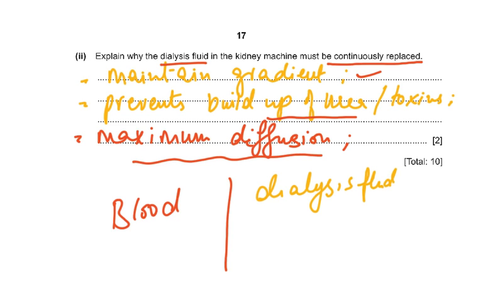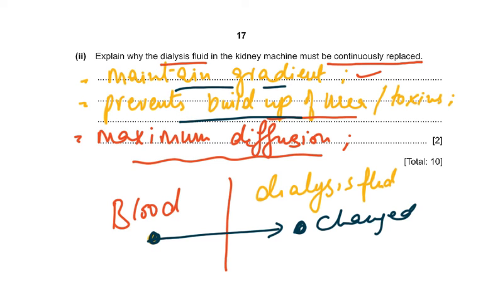Now what is happening? Urea is passing into the dialysis fluid. This dialysis fluid must be changed because after some time it will also contain urea. The blood also contains urea, so there will be zero diffusion. So it maximizes diffusion, maintains the gradient, and prevents the buildup of urea.